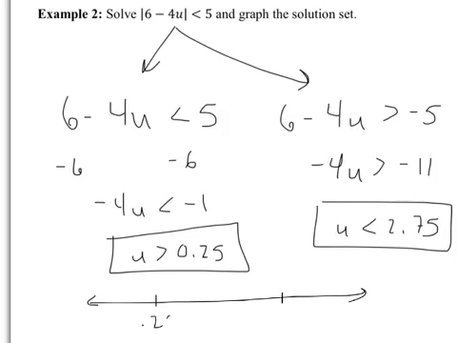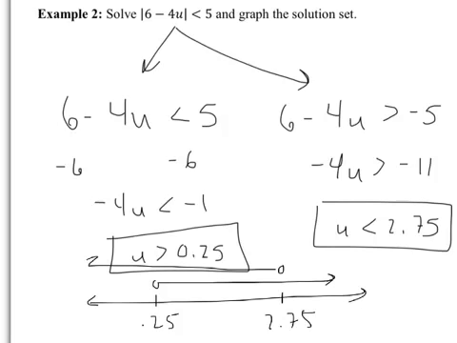So here's a quarter. Here's 2.75. Numbers bigger than a quarter look like this. Numbers smaller than 2.75 look like this. Where do they overlap? They overlap between those two open circles, from 0.25 to 2.75.